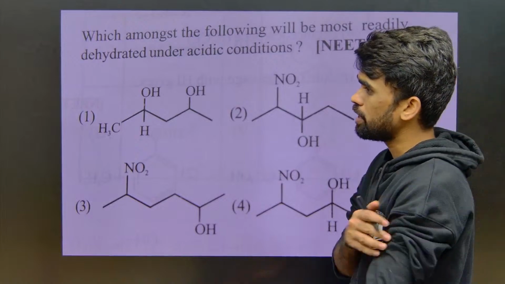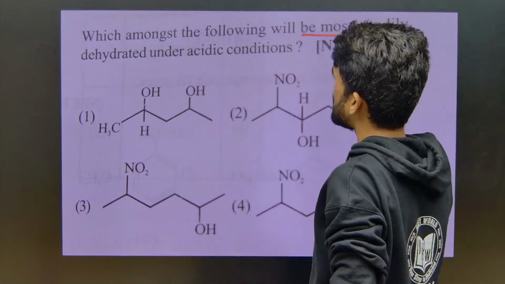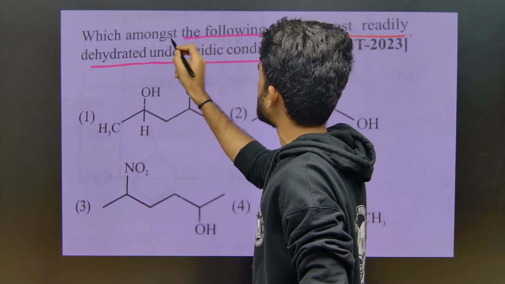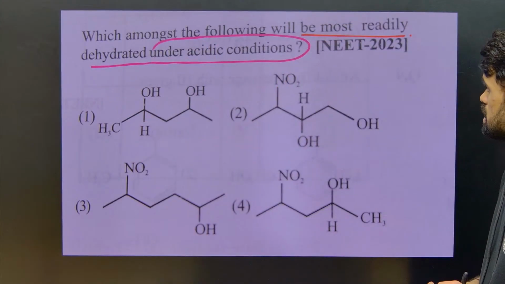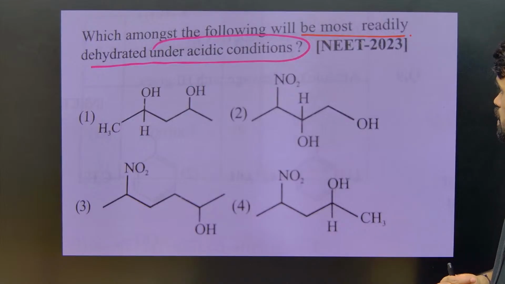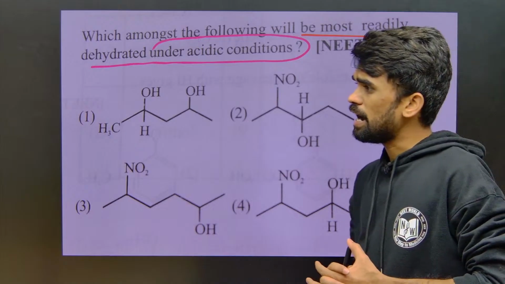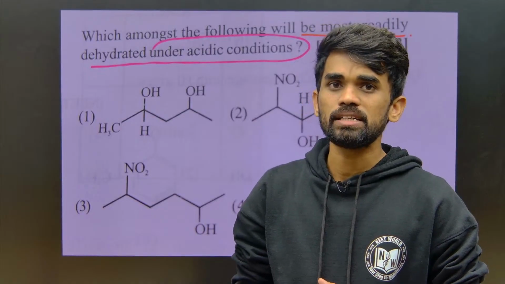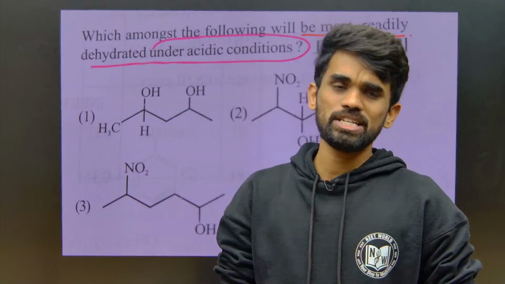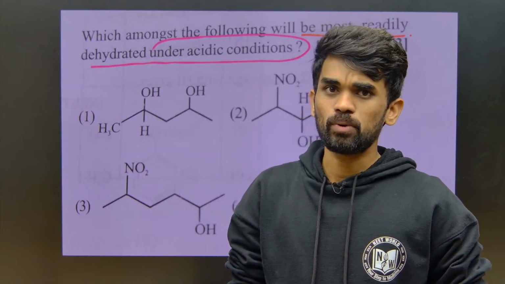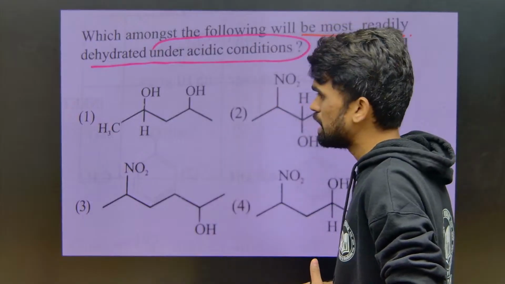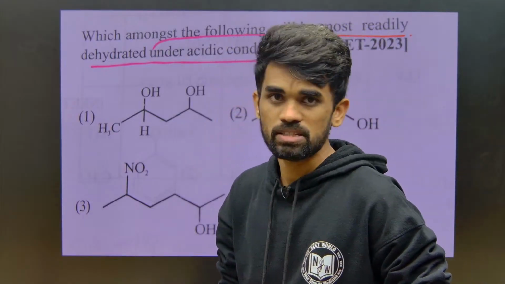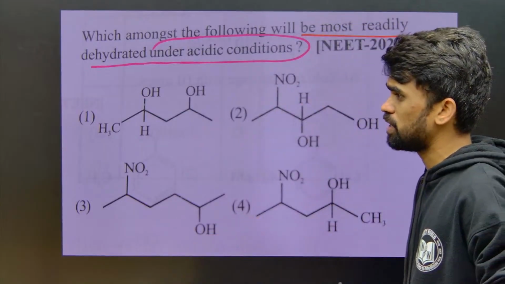Next. Which among the following will be most readily dehydrated under acidic condition? Tell me, which among the following is dehydrated most readily under acidic condition? Will you give a try for this? First add H plus ion to that and remove OH minus. That should generate a more stable carbocation. After that we will get an elimination reaction, meaning we will get an alkene as a product. Based on that concept, you just give a try. If not, I will explain that in the next class. Just take a screenshot and give a try for this.